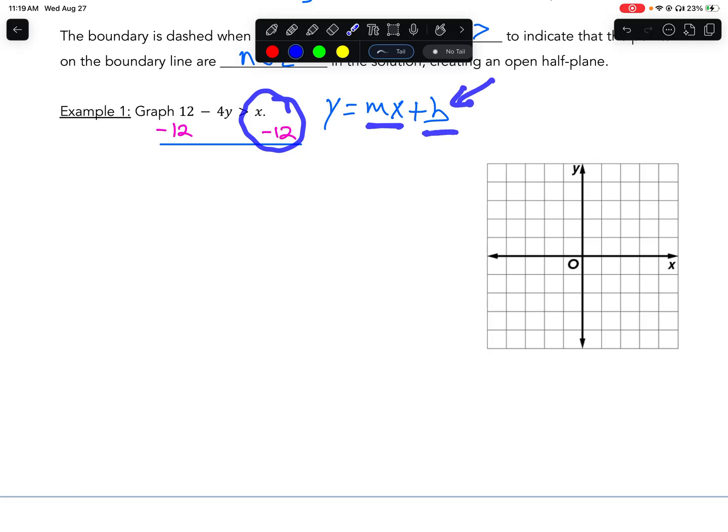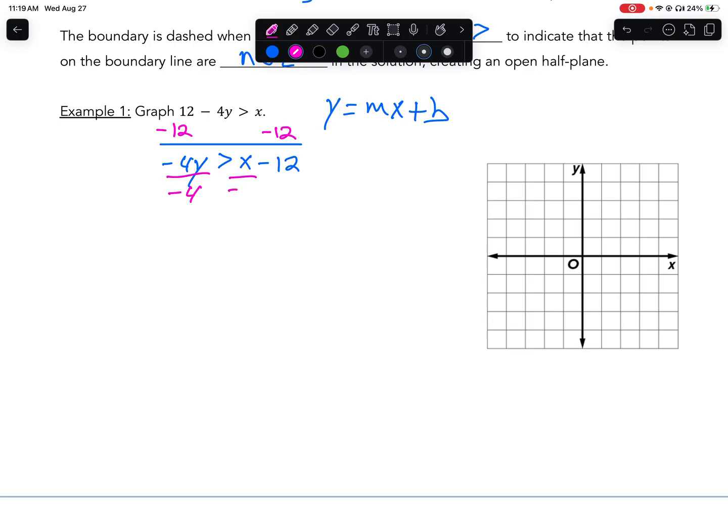Remember, the b here is the y-intercept. That's where the graph crosses the y-axis. So when I subtract 12 from both sides, I get negative 4y is greater than x minus 12. Our next step, we're going to divide both sides by negative 4. Remember, when you divide both sides by a negative, you have to flip the inequality.